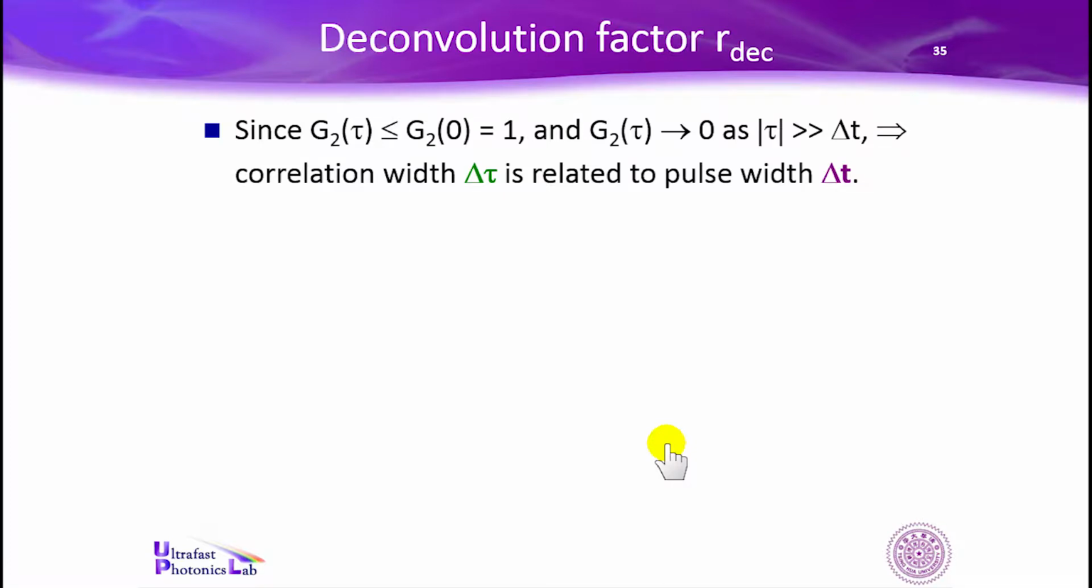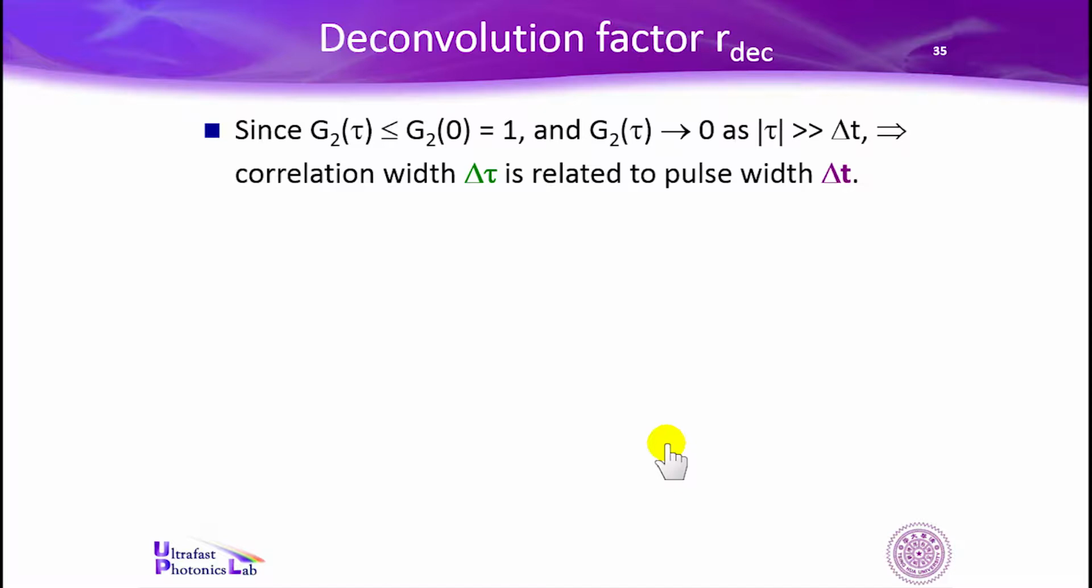Here, I would like to introduce the concept of deconvolution factor. What is deconvolution factor? Say we know this fact: the G2 curve is maximized at tau equals 0. At that time, your function value is 1.